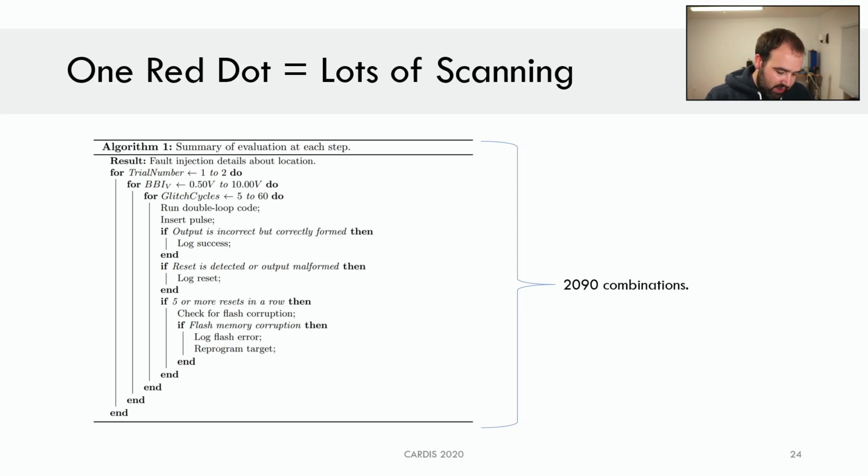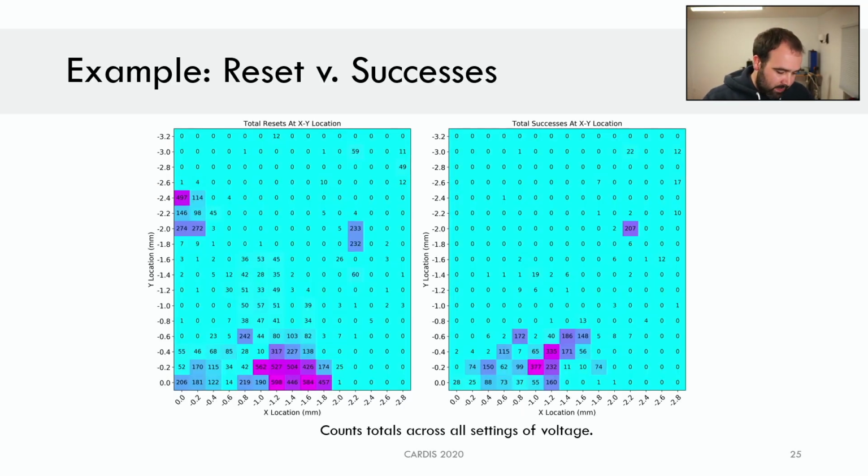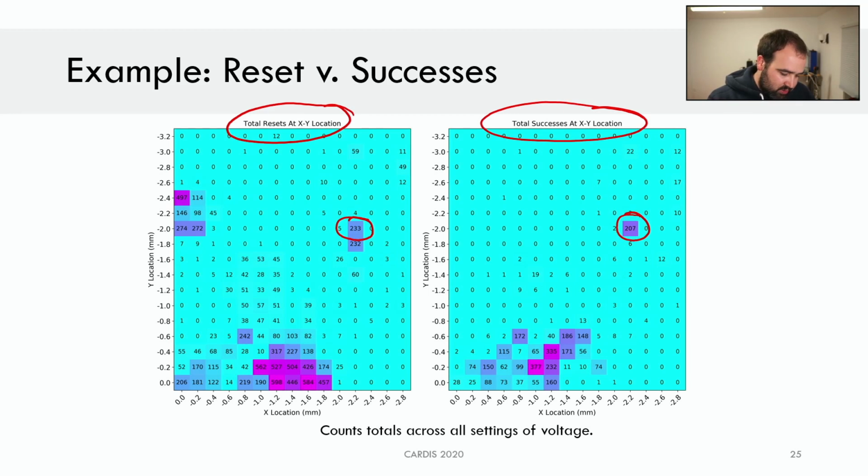At each point, as I mentioned, we scan both the voltage and the glitch cycle. So lots of scanning happens at each point. What you can see is, this is the resets, this is the successes. It's sort of what we expect. Number one, there's some points that are pretty good. Like here, for example, there's 233 resets as well as 207 successes. Remember that this is a total between all voltage and width settings.